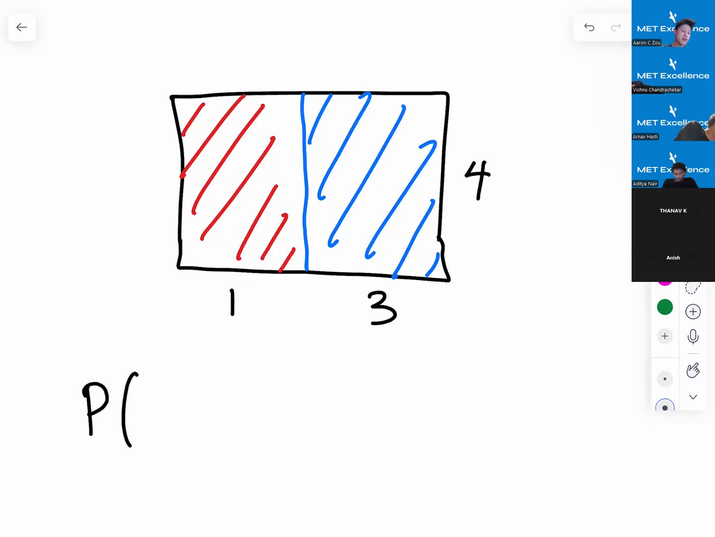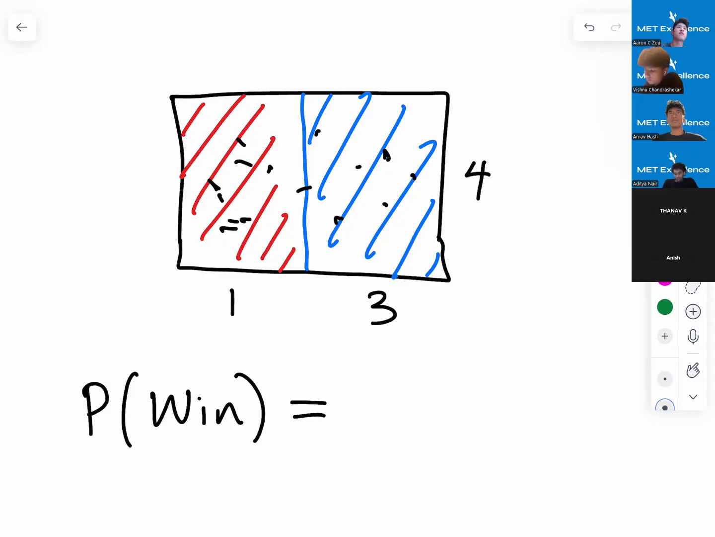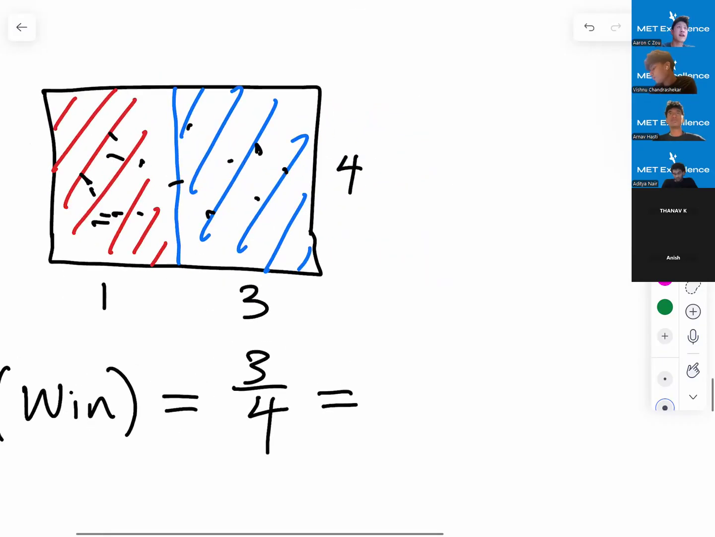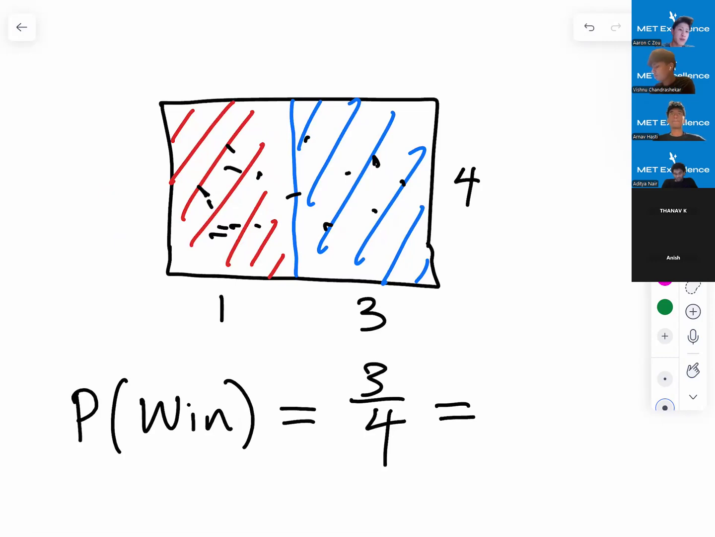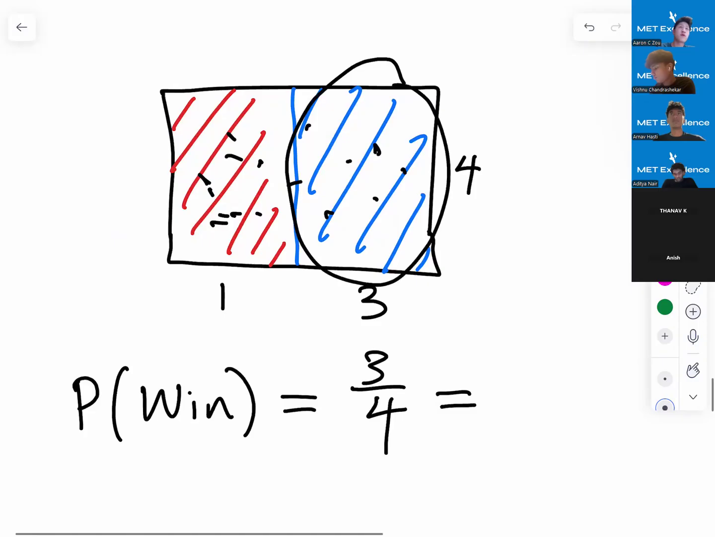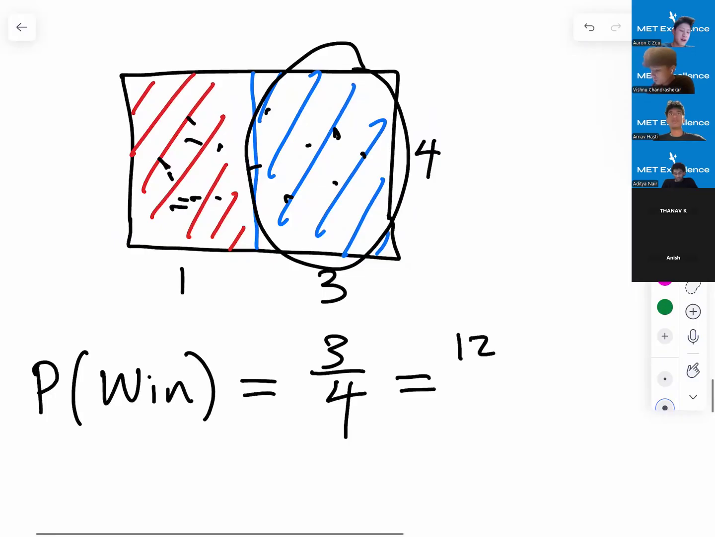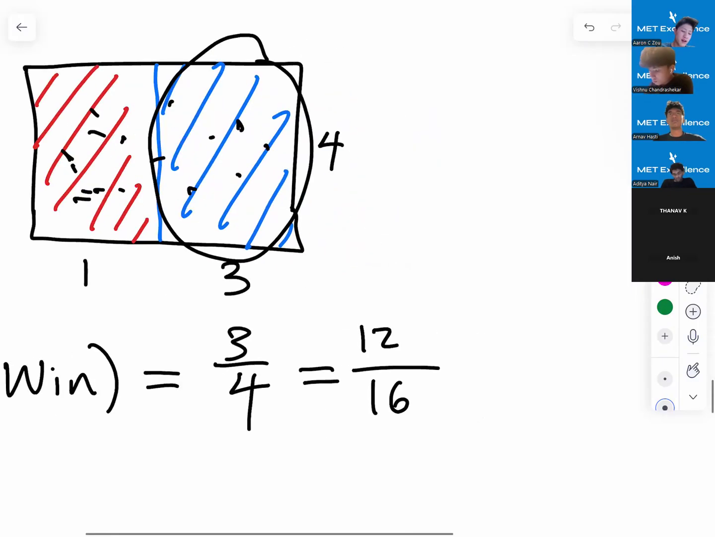So let's calculate the probability that you throw a dart randomly and you win. So to do this, let's just imagine we throw a dart randomly, right? I'm throwing darts randomly on the board. And it seems like we have a 3/4 chance of winning. And that's because probability can be represented as an area. So the probability that we win will just be the area of the blue rectangle divided by the total rectangle. So the area of the blue rectangle is 12, and the area of the total rectangle is 16. And that obviously simplifies to 3/4.